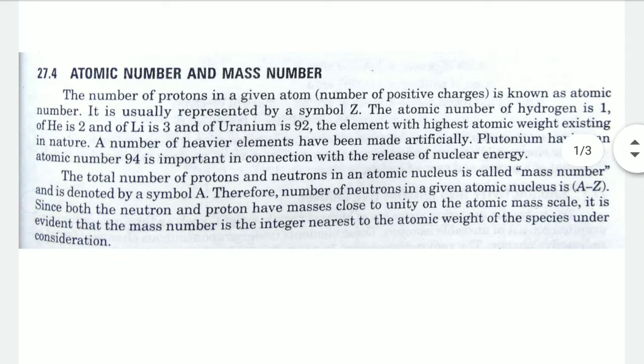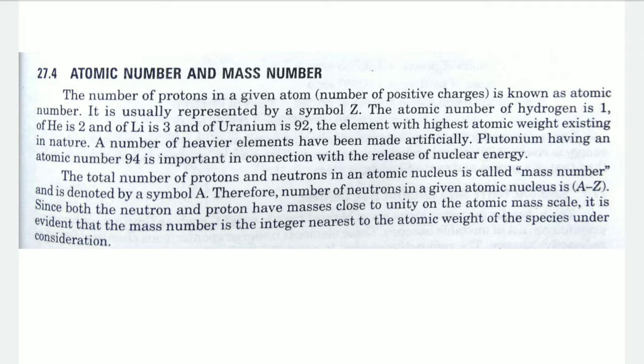We know that the atomic number is the number of protons in a given atom. That is, the number of positive charges is known as the atomic number. Whichever atom it is, the number of protons present, since protons carry the positive charge, is known as the atomic number. It is usually represented by the symbol Z, though as per convenience we can change that symbol, but universally it is denoted by Z.